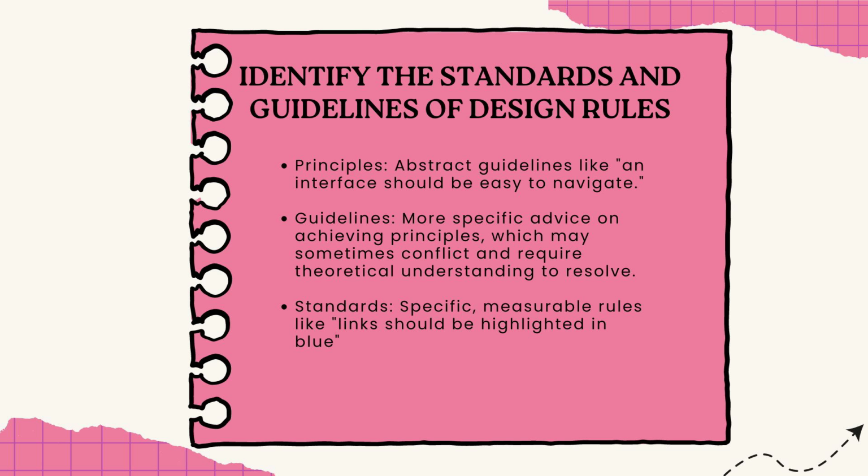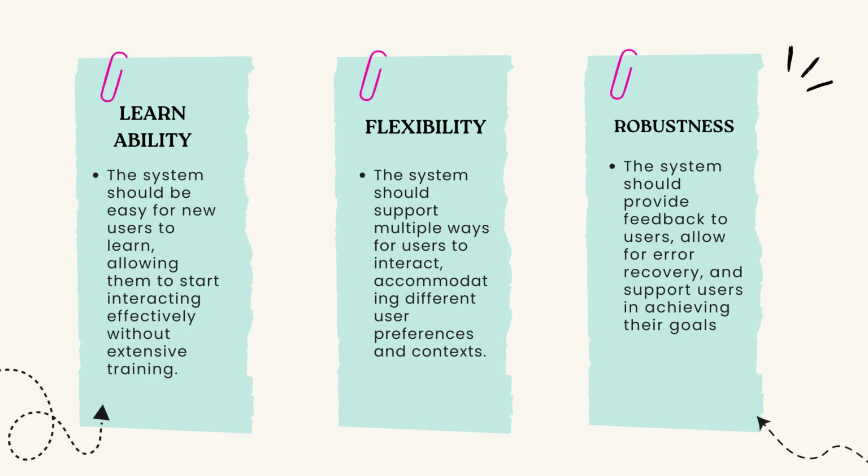When designing, it's essential to follow design rules, which include principles, guidelines and standards. Principles are abstract guidelines like the interface should be easy to navigate. Guidelines offer more specific advice on achieving these principles, although they may sometimes conflict and require a theoretical understanding to resolve. Standards, on the other hand, are specific measurable rules, such as links should be highlighted in blue, which ensure consistency across the platform. Learnability is about making the system easy for new users to learn, so they can start interacting effectively without extensive training.